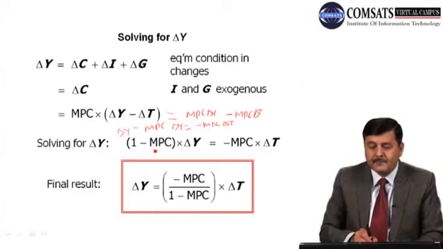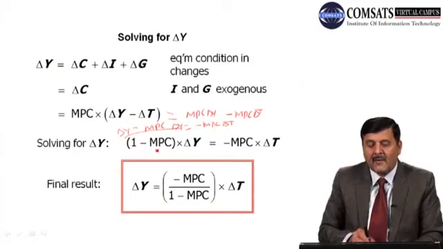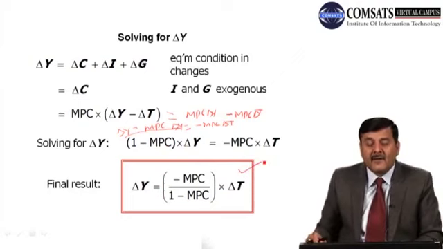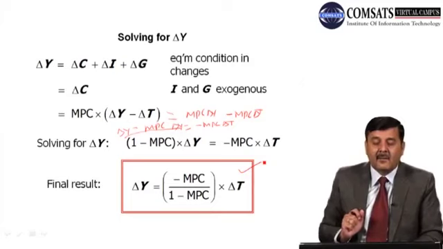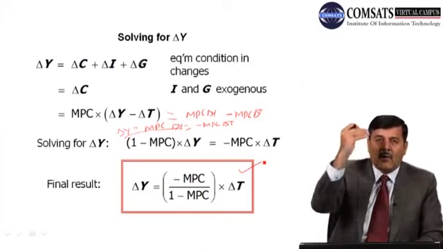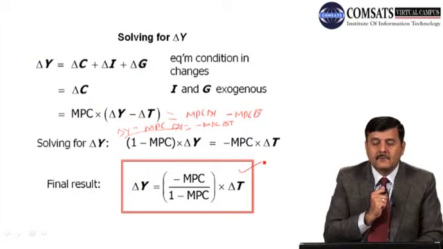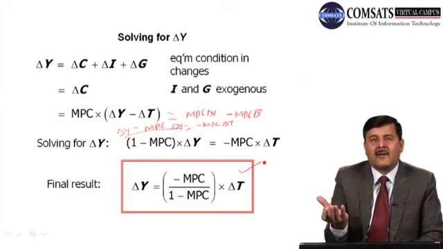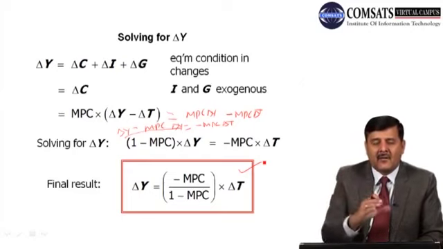Now if we take delta Y common from this side, 1 minus MPC into delta Y is equal to minus MPC into delta T. Just simplify this equation, we get this. This is the final result. Delta Y is equal to minus MPC over 1 minus MPC into delta T, and this is known as the tax multiplier, the effect of taxes on income. So this is the numerical effect, how we can see the effect of taxes on income.